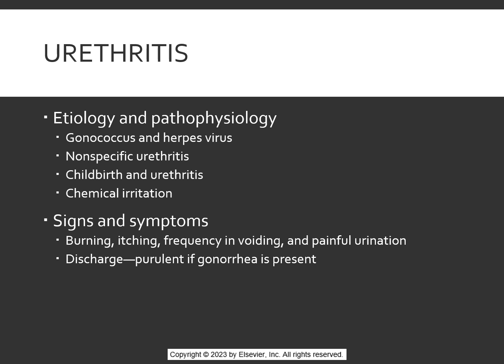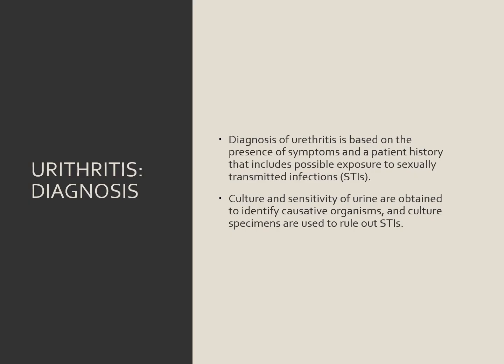Chemical irritation caused by the use of spermicidal jellies, bath powders, feminine hygiene sprays, and bubble bath can all contribute to urethritis. The chief symptoms of urethritis are burning, itching, frequency in voiding, and painful urination. There is a discharge that becomes increasingly more purulent if gonorrhea is present. The urinary meatus is swollen and inflamed.